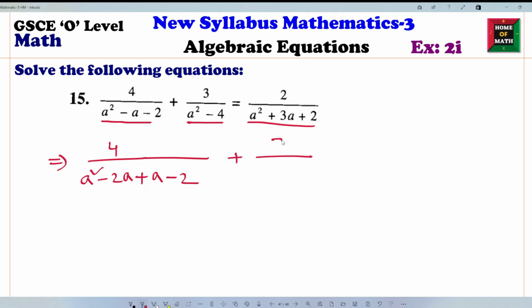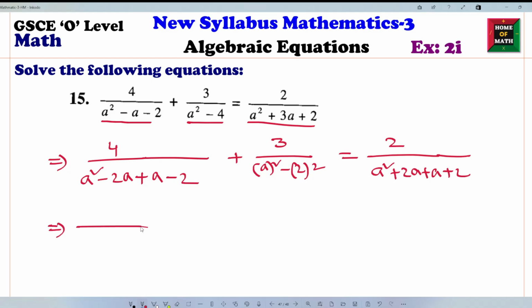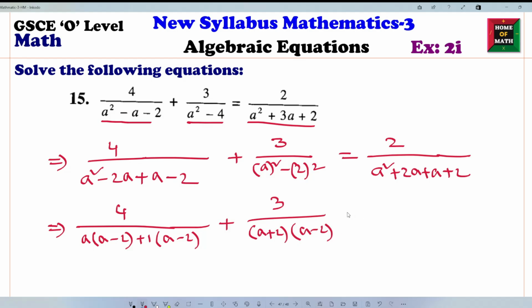Plus 3. This one we can write as a square minus 2 square, and this one we can write as a square plus 2a plus a plus 2. 4 here, a common, a minus 2 plus 1 common, a minus 2 plus 3. This one looks like a square minus b square, so we can write a plus 2 times a minus 2, equal to 2 here, so we can take a common, a plus 2 plus 1 common, a plus 2. Okay.